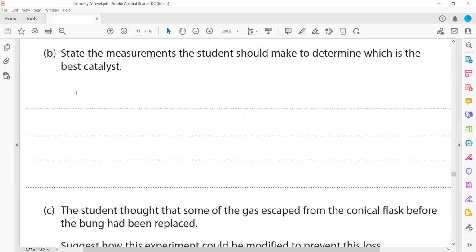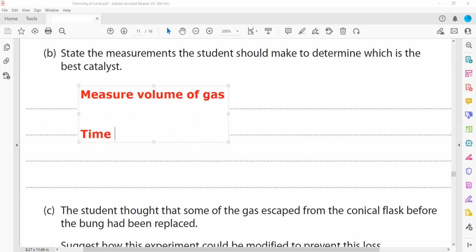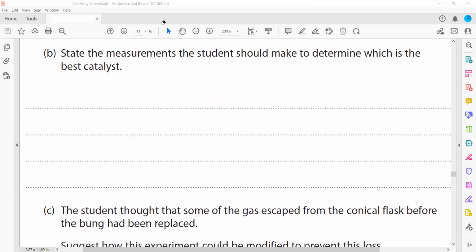So the student should measure the volume of gas and the time to collect a fixed volume of gas, because we can compare. For example, the one which gives 10 cm³ of gas in a shorter time is a better catalyst, as in a short time it gives out the product. So we should measure the volume and the time.